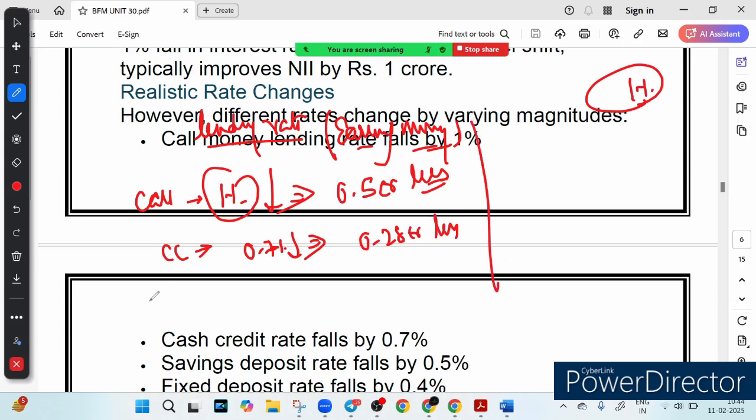So can you tell me what the total loss in income is? Total income loss is 0.5 plus 0.28, which is 0.78 crore. So this is the total income loss.